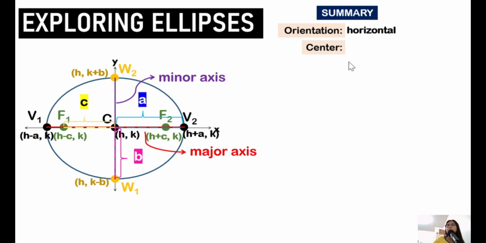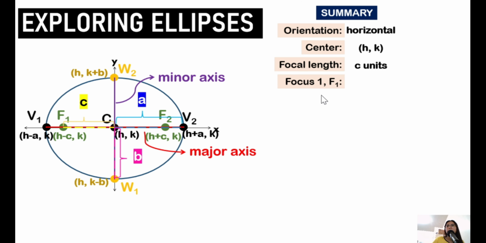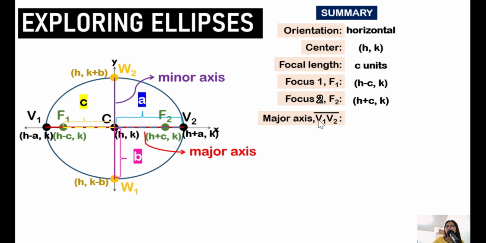Our center has coordinates (h, k). Our focal length is c units. Our focus 1 is (h minus c, k) and focus 2 is (h plus c, k). The length of the major axis is 2a. Why 2a? Because it is a on this side and a on that side, so a plus a equals 2a. Our V1 is (h minus a, k) and our V2 is (h plus a, k).